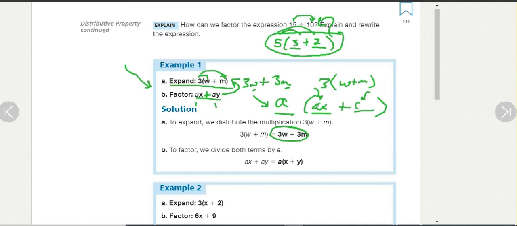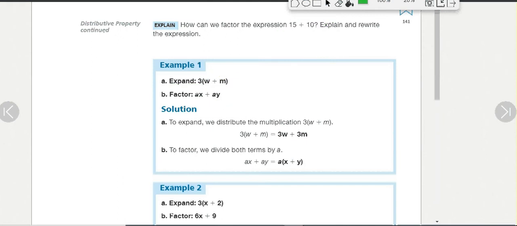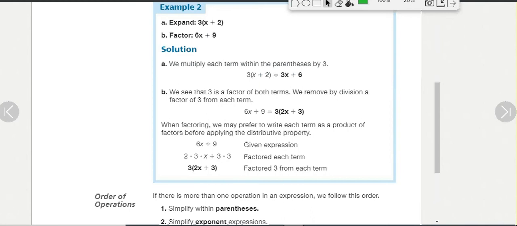So I did this wrong. I should have just the x, just the y. I started going on autopilot there for a little bit. So it looks like that. We just factored there. Okay. Expand 3x plus 2. We distribute: 3x plus 6.